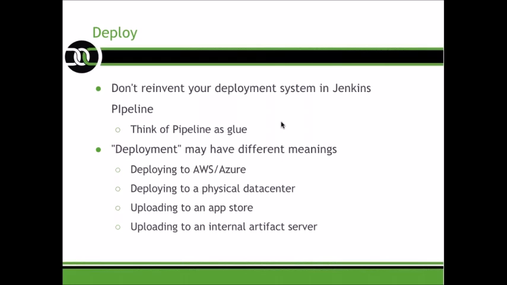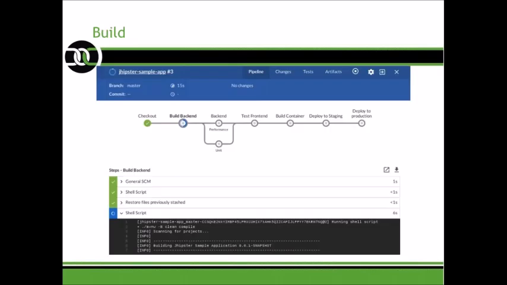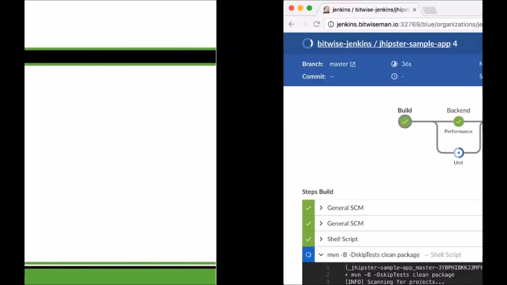having many meanings. In fact, you might be deploying to AWS or Azure, or deploying to a physical data center, uploading to an app store, or some internal artifacts server. I'm once again going to abstract this away, basically to say that anything that you could run in a script, you could run in Jenkins. There's a lot of different things that can be done here. Publishing that OR file, but rather than getting into the details of that, we're going to just say there's a deploy script called deploy.sh that will run during the pipeline.